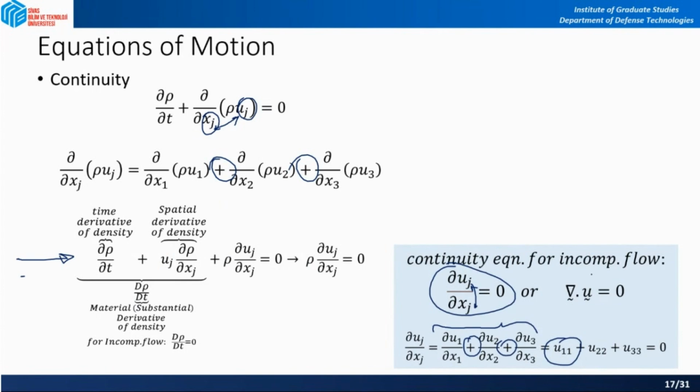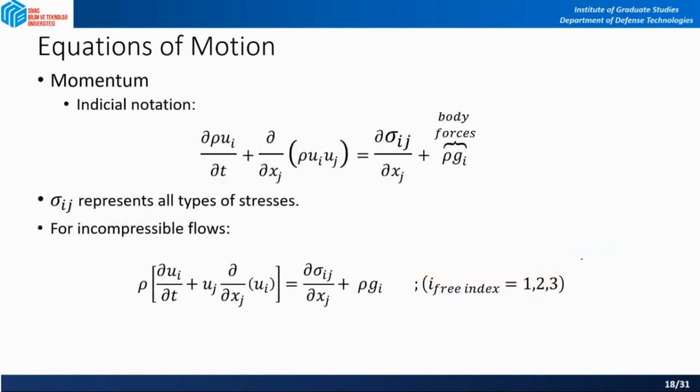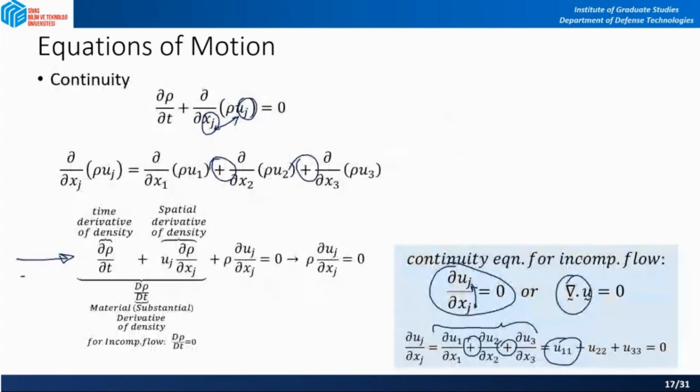Del dot u is actually called the divergence of u, and it is equal to 0. So what do we mean by divergence? You might remember it from the fluid mechanics course. When the divergence of u is 0, we call this a divergence free flow. So a divergence free flow is actually nothing but an incompressible flow that satisfies the continuity equation for you.